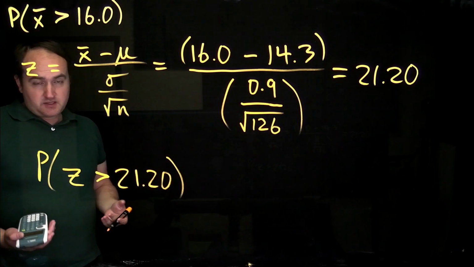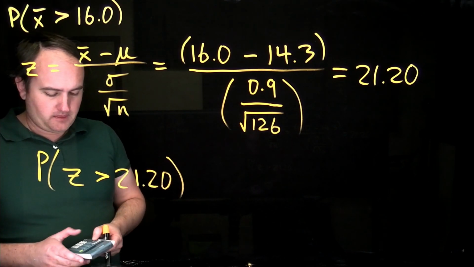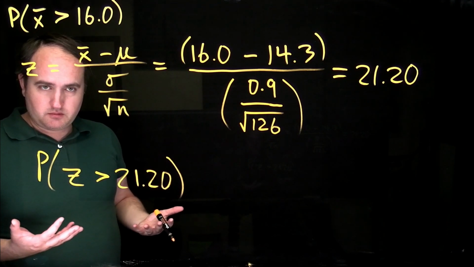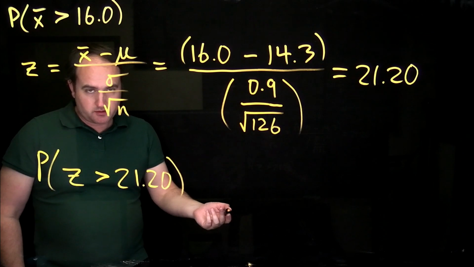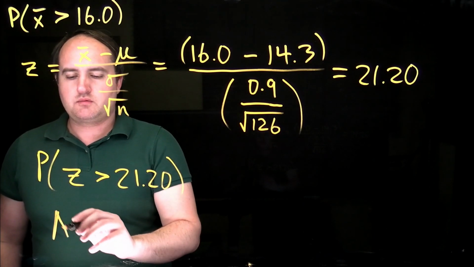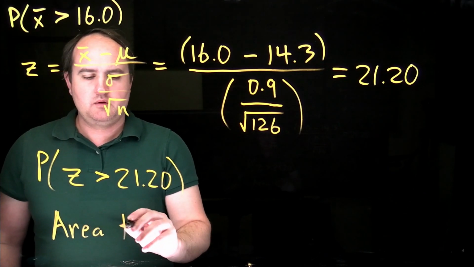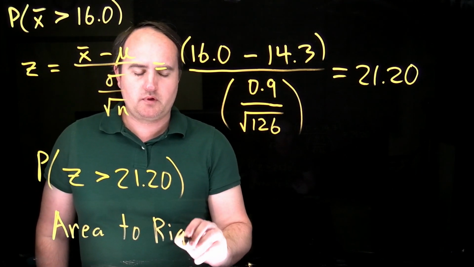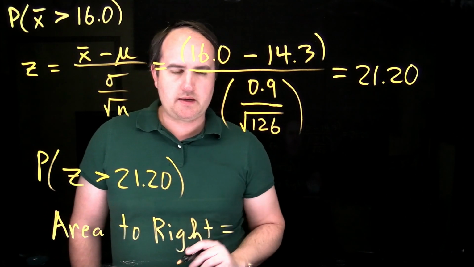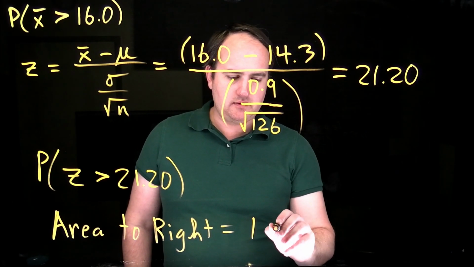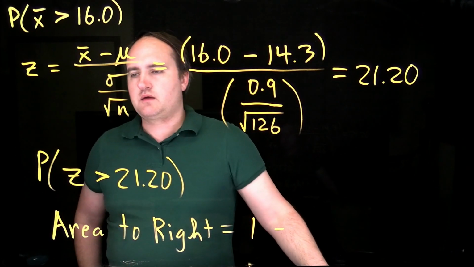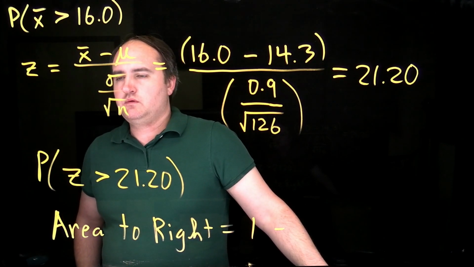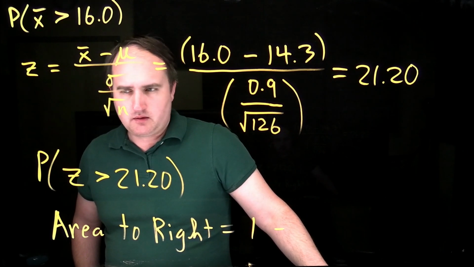But the techniques that we learned in section 6.2 still hold, and 6.1 for that matter. So remember that greater than goes to the right, and the area to the right, just like on the last example on part A, is 1 minus the area in table A2. Now I did want to, real quick, open up table A2 again, because this is an interesting case.